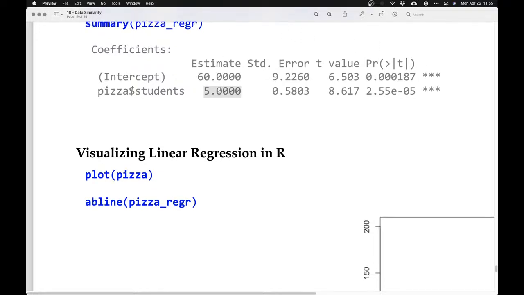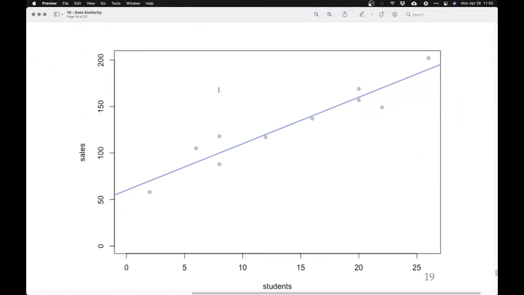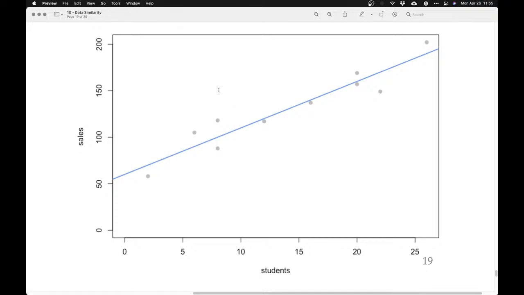It's the what? Beta. This is one of the betas. Somebody said it here. It's the slope of the line. It's literally the slope of the line. And Stephanie, actually the slope of the line does tell you a lot about how well the model fits, but there's something else for that as well. This is the slope of the line, and 5 tells me for every student I add to the city, the sales goes up by $5.